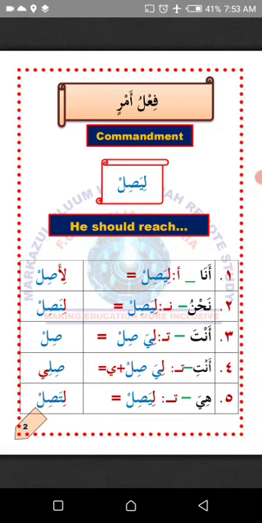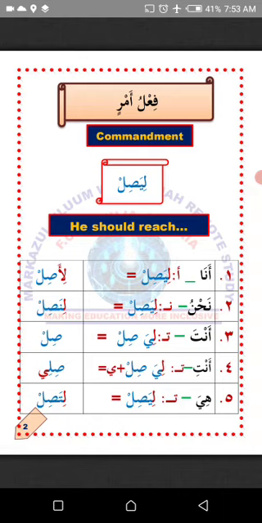Arba, number four. Anti, you, representing a single female person. So how do we change the verb liyashil to suit anti? The same principle is applicable. However, we are going to attach yaun to the last letter. Remember, once yaun is attached, the letter before it must take kasra, as we know that yaun is the mother of kasra in Arabic. So the verb liyashil will now become shrilly, which means you should reach. You can only use this to command a single female person to get to somewhere.